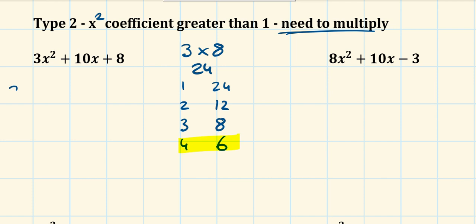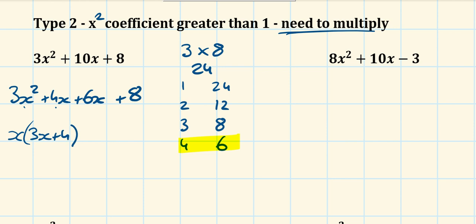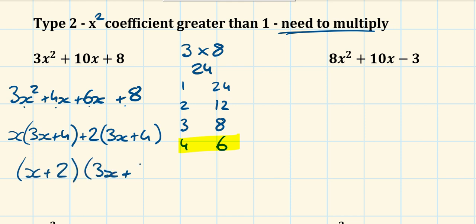So rewrite it like before. 3x squared plus 4x plus 6x plus 8. So put them together, now factorize it. Okay, it might have been easier if we put the 6 first, but I'll leave it as it is. So 3x squared and 4x have x in common. So x times 3x plus 4 gives you them. And these ones have 2 in common. So plus 2 by 3x, that gives us 6x, plus 4, that'll give us our 8. Okay, and then our answer becomes x plus 2 and 3x plus 4.